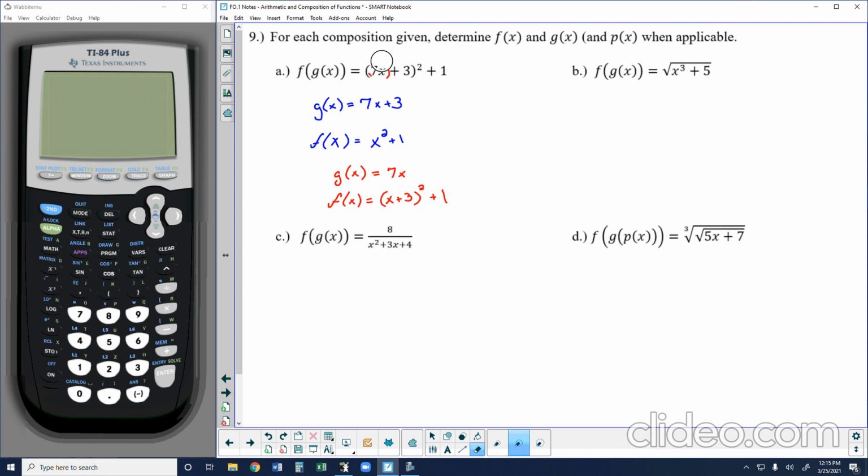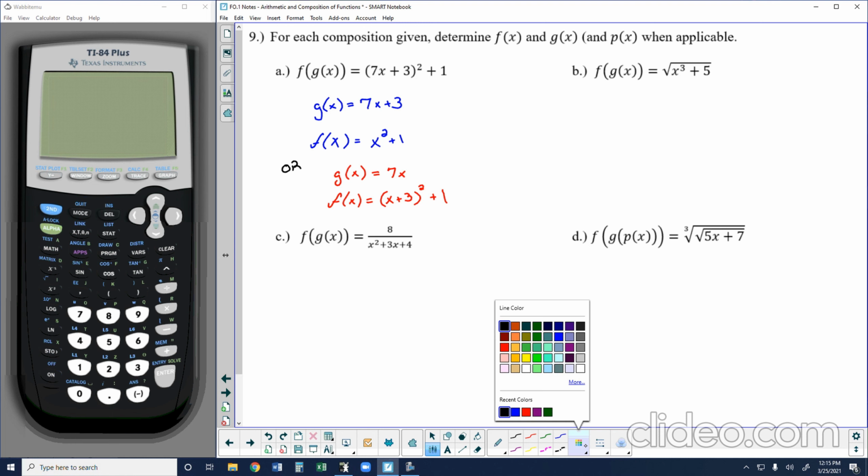So there are different options that you could have here, depending on where you determine the original substitution took place. Generally, if the parentheses are there, we're going to assume that function is within those parentheses, 7x plus 3. If not, we can place those parentheses where we choose. So let's go ahead and take a look at B. B is f of g of x. Again, g of x is being substituted into f.